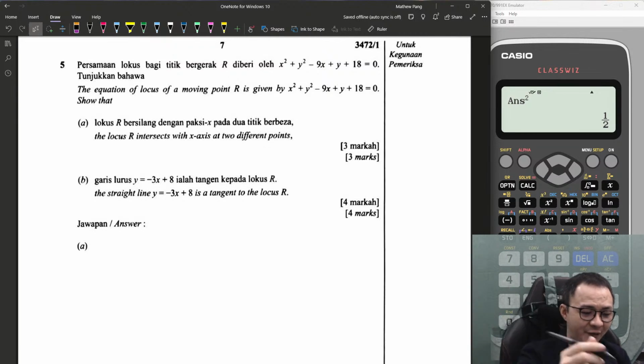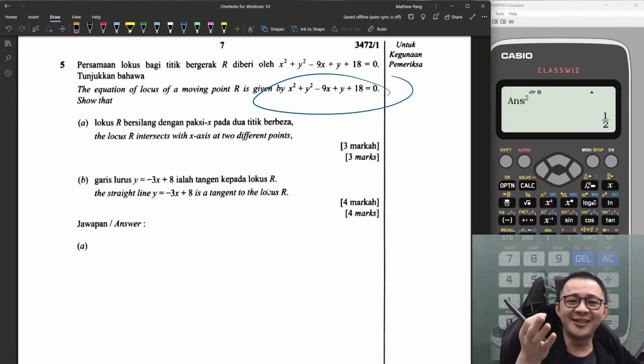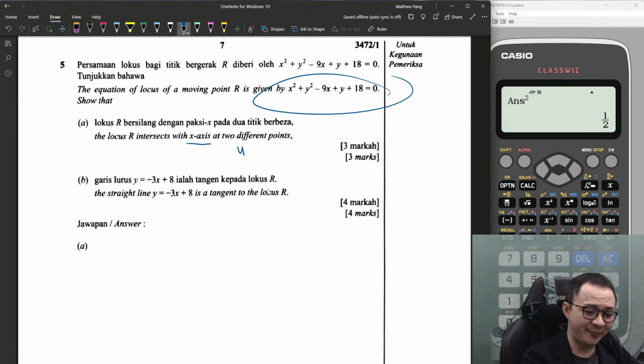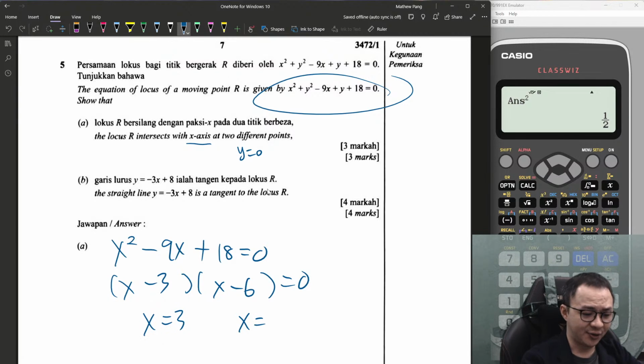I have an equation of locus, and then it intersects the x-axis. In any situation, I don't care what the equation is, if it intersects at the x-axis, then y must be 0. So y is 0, then I will get this one. I just make all y 0, then factorize it really fast. This is x minus 3, x minus 6, right? Then x equals 3, x equals 6.